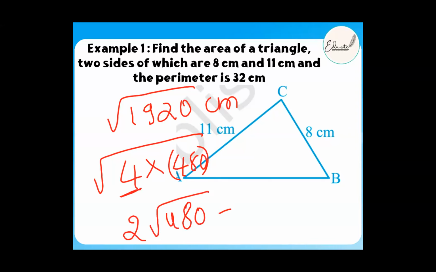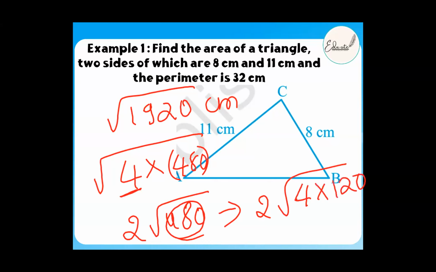Now this 480 can further be divided. We can write 2 root 480. 480 divided by 4, again we can do it. 480 divided by 4 is equal to what? Is it 120? So 4 into 120 gives you 480. Okay, 4 again comes out. So it becomes 2 into 2. If 4 comes out, it becomes root of 4, which is 2.